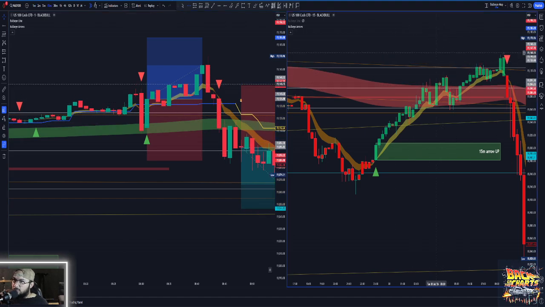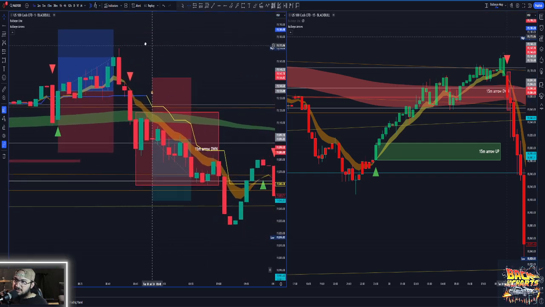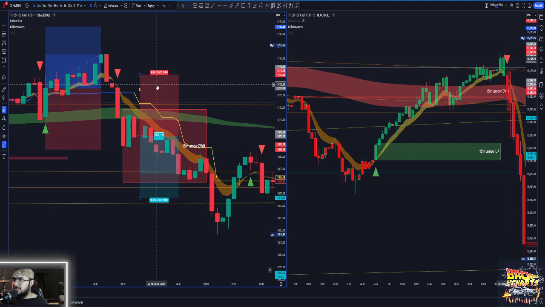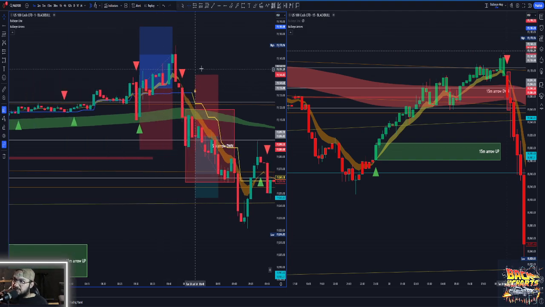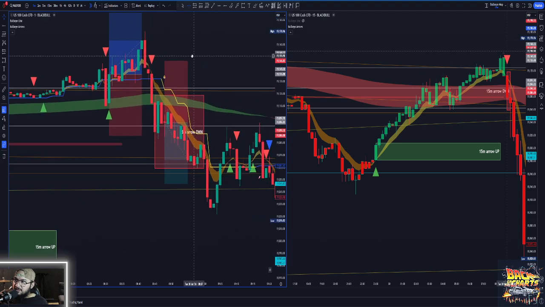Keeping in mind we have a red cloud on 15. So what ends up happening is we get a red cloud print while we're in a sell, which makes us feel really good about being in that sell. All right. So we'll say arrow down. And so we hit our 1-to-1 here. So we could potentially hold this trade, okay, and see how price reacts.